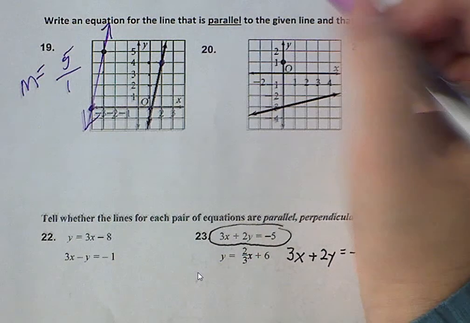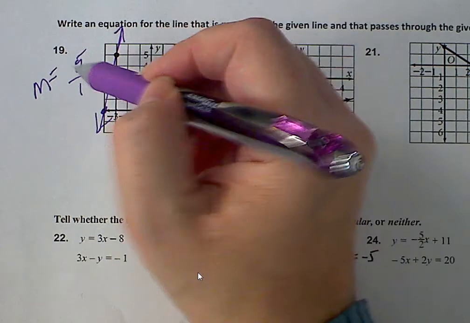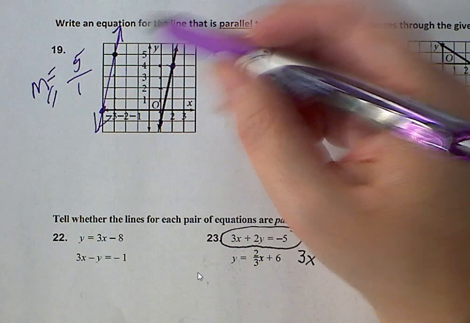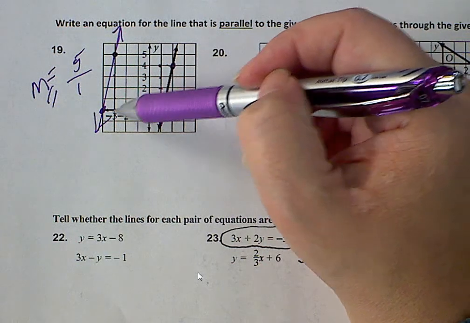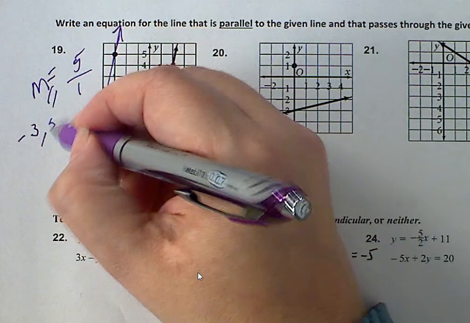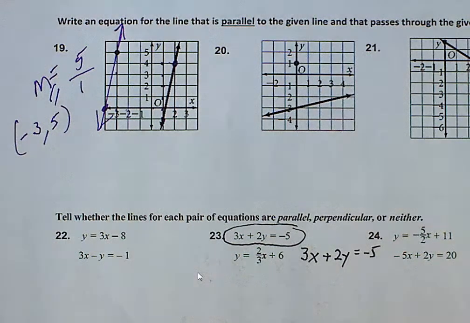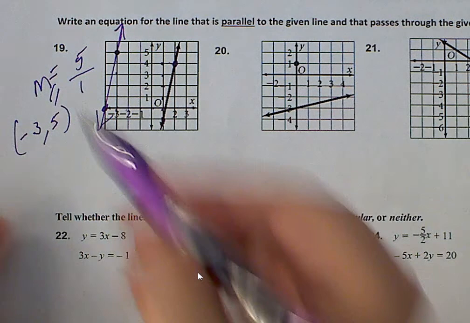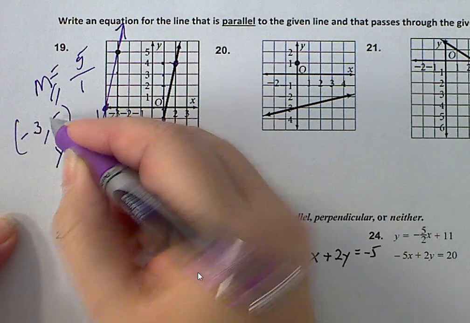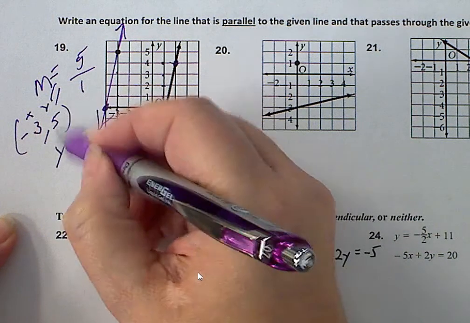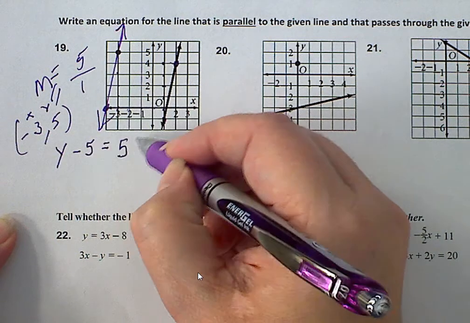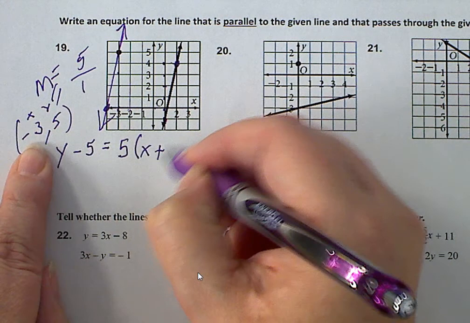Now it wants an equation. So we have our slope, because that's the same as our parallel. I need this point. This point is 1, 2, 3 this way, so negative 3, comma, 1, 2, 3, 4, 5. So I have a point and my slope, so I use my point slope. So I have y, this is my x, and this is my y. So I have y minus 5 is equal to my slope of 5 times x plus 3, because it's opposite.